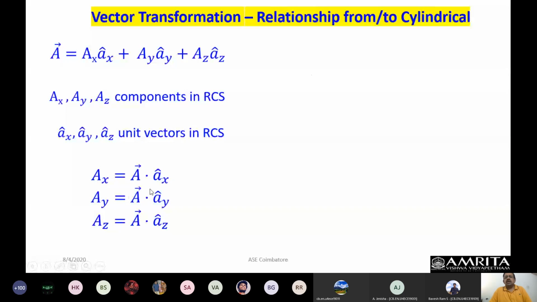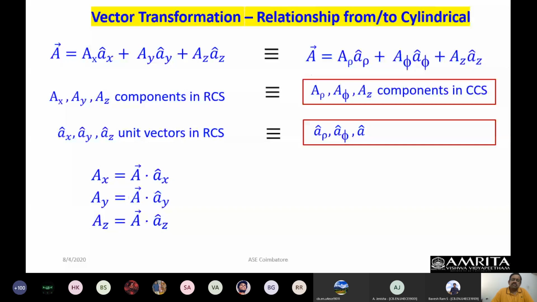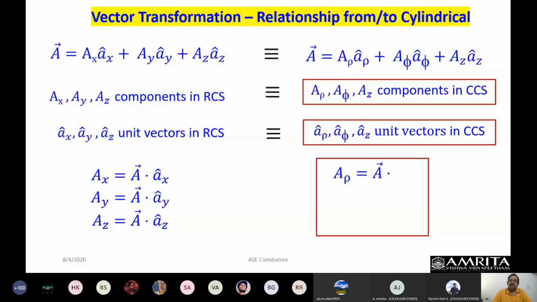Let's write that. If I want to visualize the same vector in a cylindrical coordinate system, I have to use appropriate subscripts for the three directions. Therefore, I get it as A rho rho hat plus A phi phi hat plus Az z hat. There is no doubt about it. The components are obviously A rho, A phi, Az, and the unit vectors are rho hat, phi hat, and z hat. Again, what about this same thing? We can pull this relationship. So this is it. Same thing.